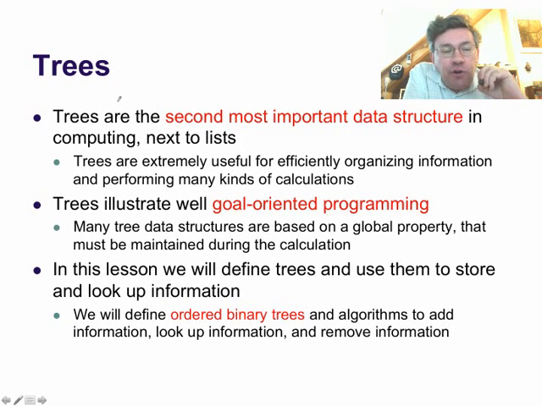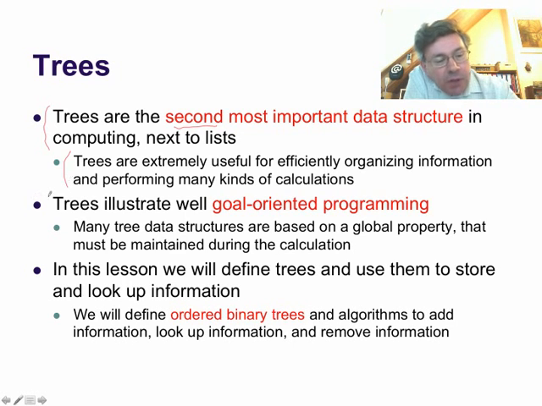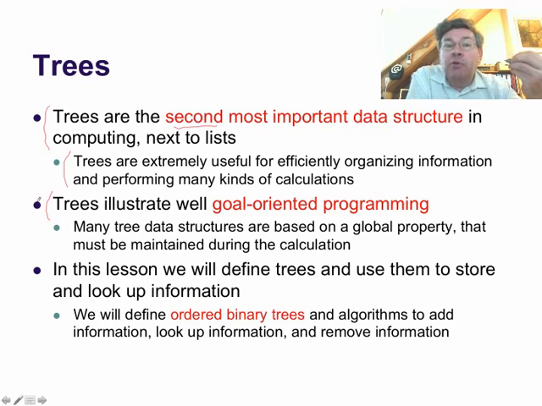In this lesson, we're going to look at trees. A tree is the second most important data structure in computing, next to lists. Trees are very useful for organizing information, for efficiently being able to do kinds of computations, for looking up, and for doing all kinds of calculations, maintaining certain properties. They're, in fact, ubiquitous.